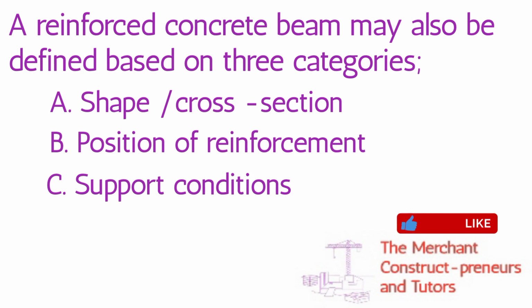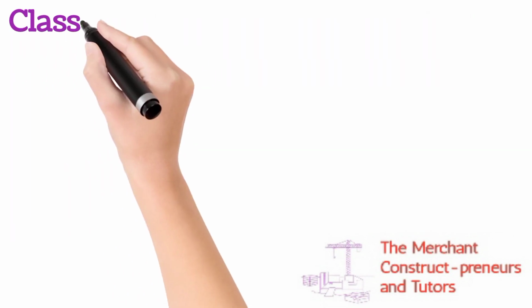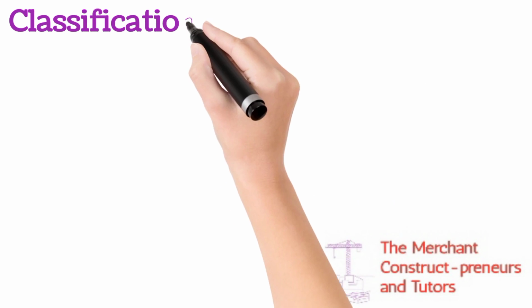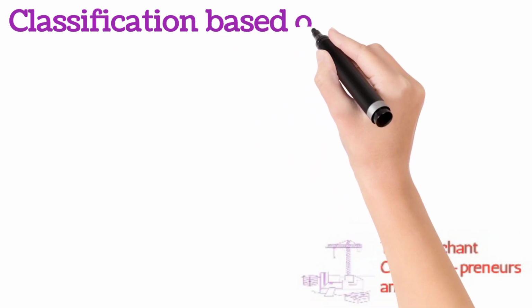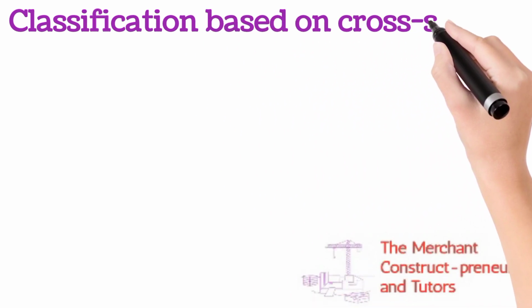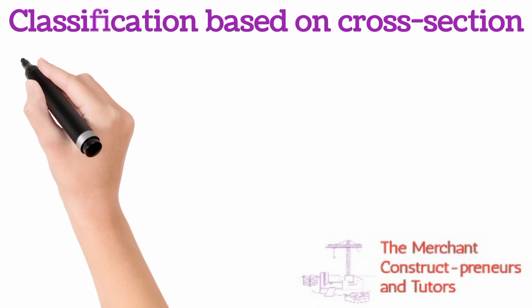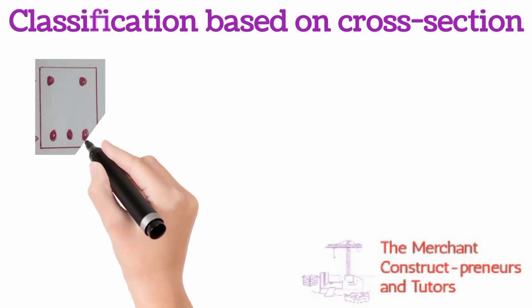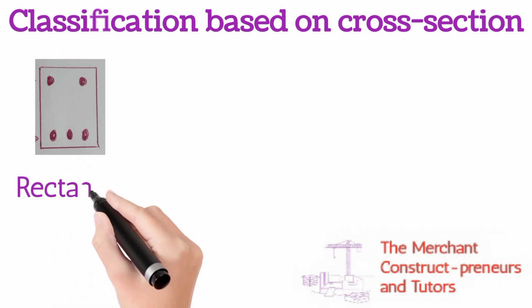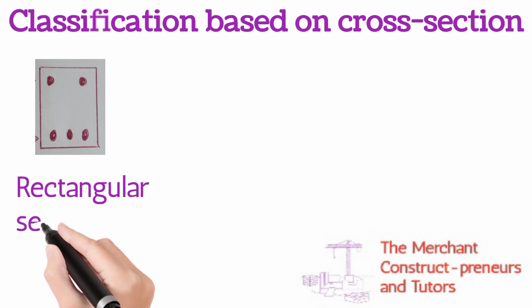So, another definition of a reinforced concrete beam: you can define it based on three categories. Now, you have the shape and cross section, we have the position of the reinforcement, and also we have the support conditions. So we'll be taking these classifications one after the other so that we have a clear understanding of what a beam is and how to describe it for reinforced concrete beams.